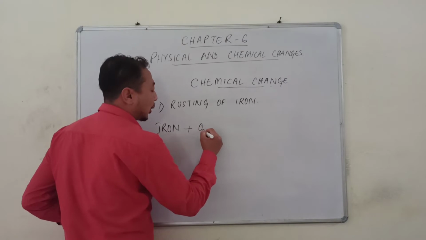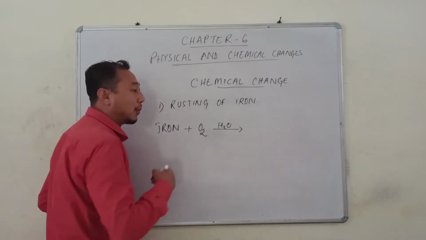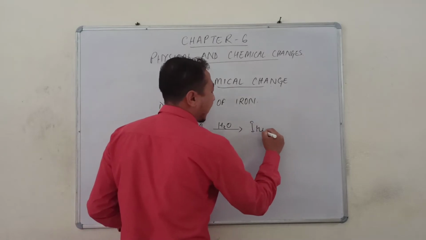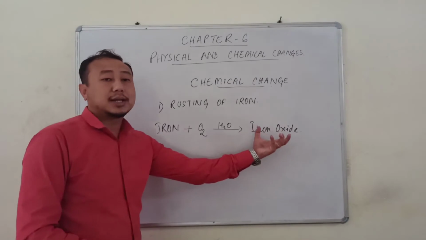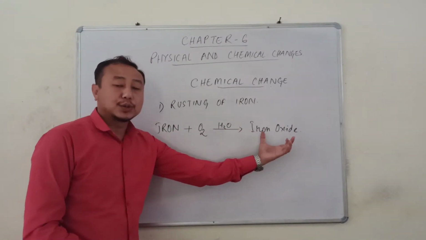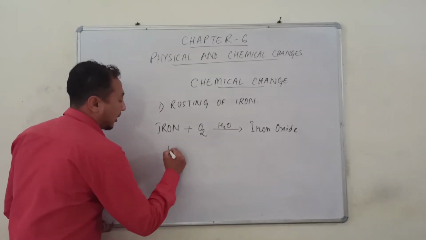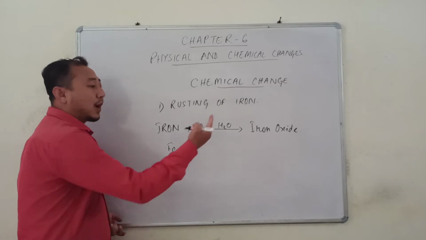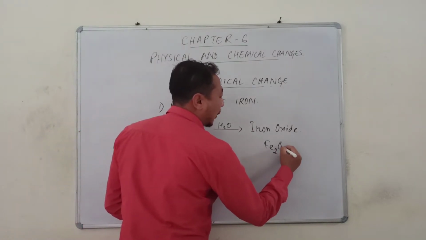When it is mixed with the oxygen in the presence of water vapor, it will form another compound known as iron oxide. This iron oxide is reddish in color. The properties of the iron and that of the iron oxide are entirely different. The iron has a formula Fe, while the iron oxide has a formula Fe2O3.